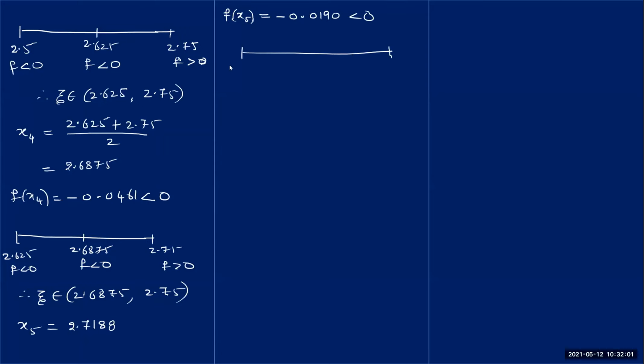See, here it is 2.6875 and this is 2.75, and at this we'll get a negative function value, and here it is a positive function value, and at the middle point, 2.7188, we also got a negative function value. Now keeping this diagram in mind, you can just tell me the next interval. The root now lies between 2.7188 and 2.75.